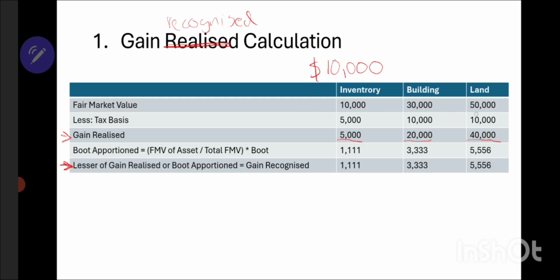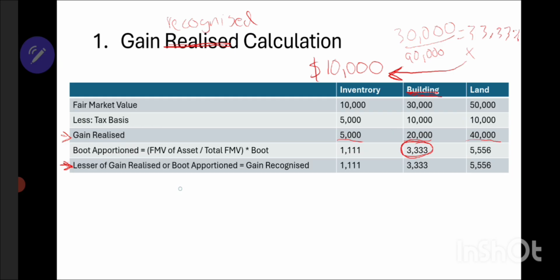So we take the fair market value of the assets. We want to find an apportioned value of each of those. The fair market value of the assets, let's use 30,000 for our example right now. 30,000 divided by, all of these added up is 90,000, gives us 33.33%, right? So 33.33% times this 10,000 gives us 3,333. That's the amount of boot that we are apportioning to the building.